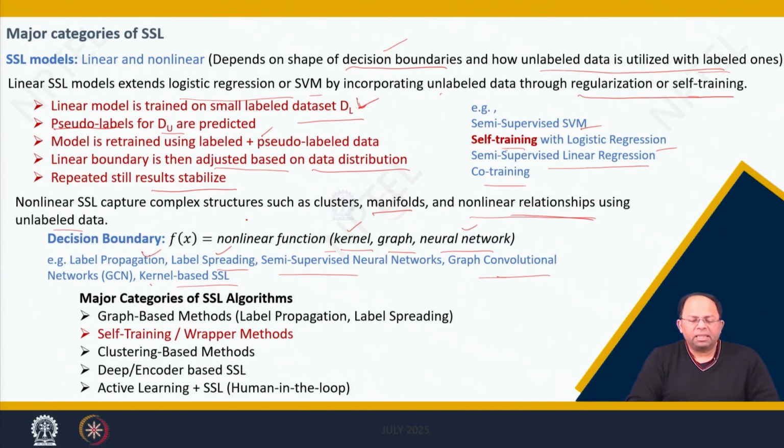Some of the major categories of SSL algorithms, if I divide them not as linear and non-linear but otherwise: some are graph-based methods such as label propagation and label spreading. Some are self-training based methods, or wrapper methods as we call them, like the one we discussed here. Some could be clustering based methods. Some could be deep encoder based SSLs, and some could be active learning plus SSL, semi-supervised learning with human in the loop. We will discuss this gradually.